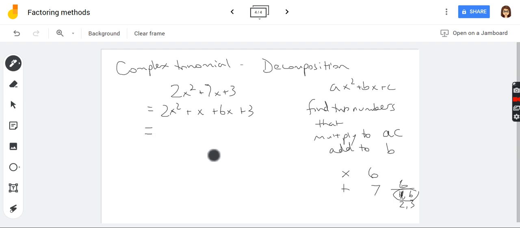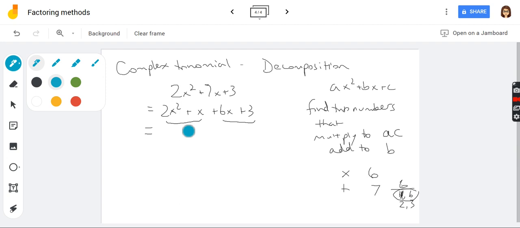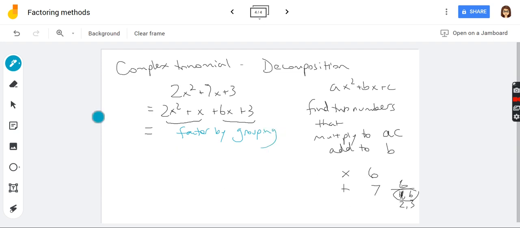And then I'm going to take these four terms and common factor them. This is called factor by grouping. I'm going to write it here. Factor by grouping. It is common factoring in two places. So I'm going to common factor this first part.